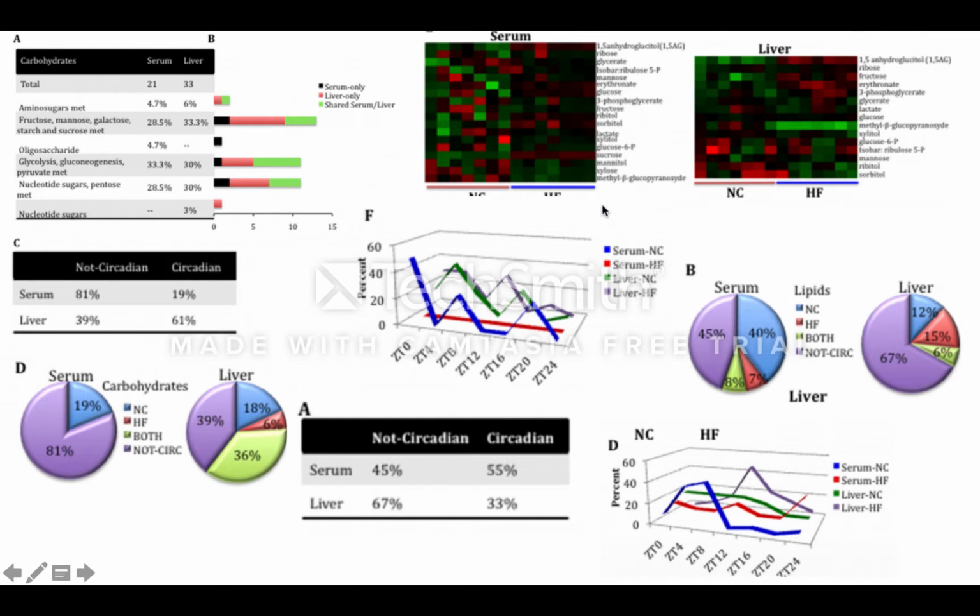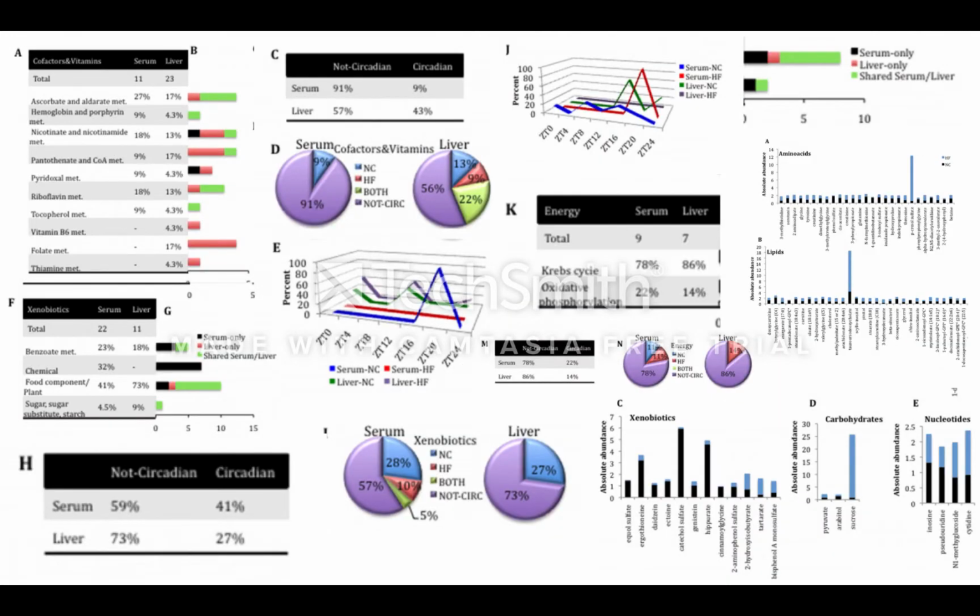Figures D and E show that serum in the high-fat density diet was phase reduced in comparison to the normal condition, and liver lipid metabolites stayed unchanged. Cofactor comparison showed the absence of vitamin B5, folate, and thiamine metabolites in the serum, yet present in the liver. 91% of the serum metabolites never cycled, and the remaining 9% cycled only under normal conditions, as you can see in figure D. 57% of liver metabolites for cofactors oscillated.